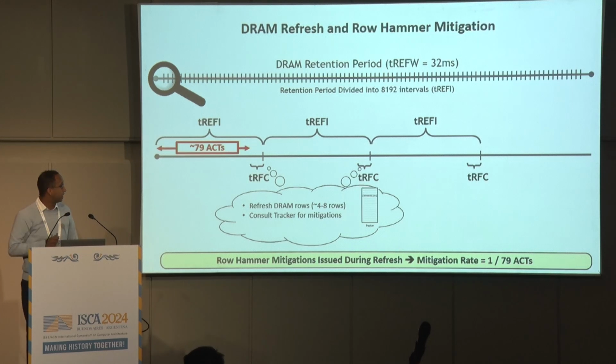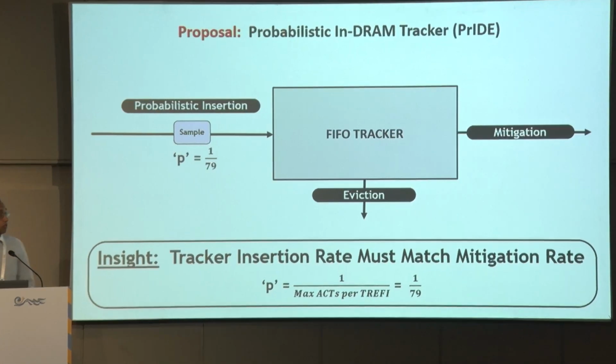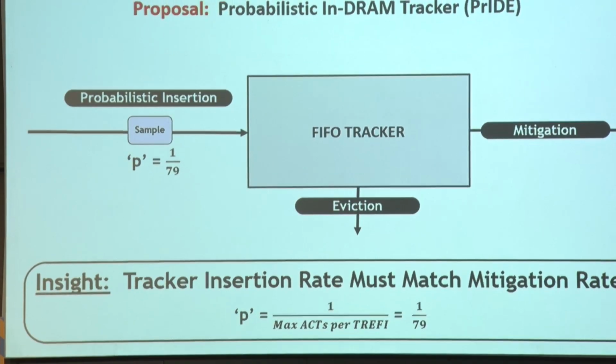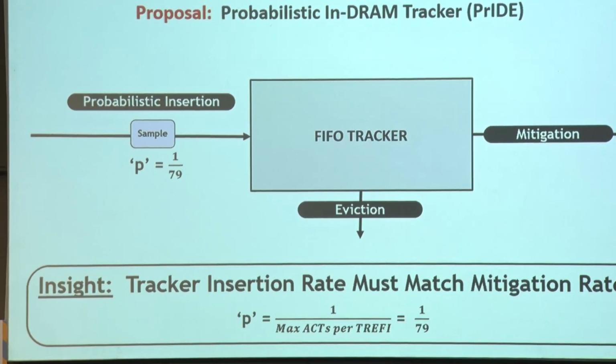We were showing one mitigation. And during a given tRFC window, you can have up to 79 activates. So our mitigation rate is roughly 1 over 79, once every 79 activations. So if we use the continuity principle, what we need to ensure is that our insertion rate must match the mitigation rate. So the sampling probability that we should use is P equals 1 over 79.